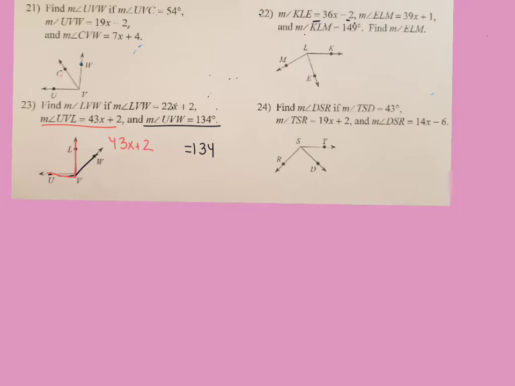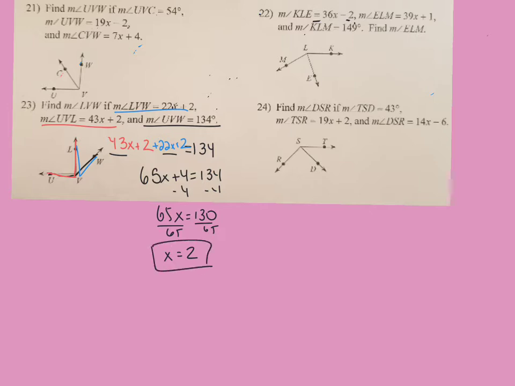Now I'm finding LVW or WVL. LVW is 22x plus 2. So I put my numbers together, I get 43 and 22 is going to be 65x plus 4 equals 134. Plug this backwards as I subtract 4 from both sides. I get 65x equals 130. I divide by 65 on both sides. I get x equals 2.